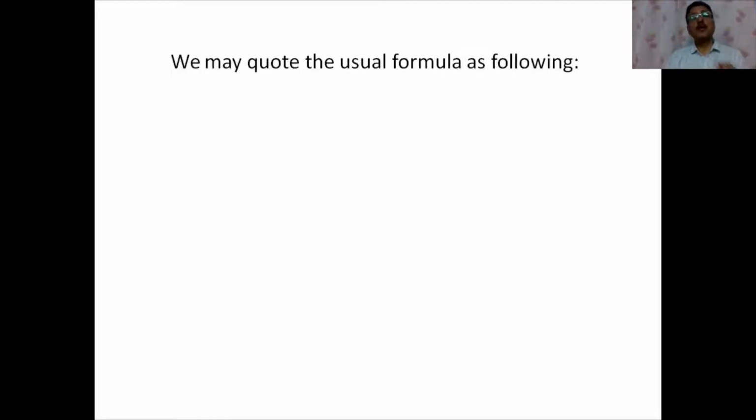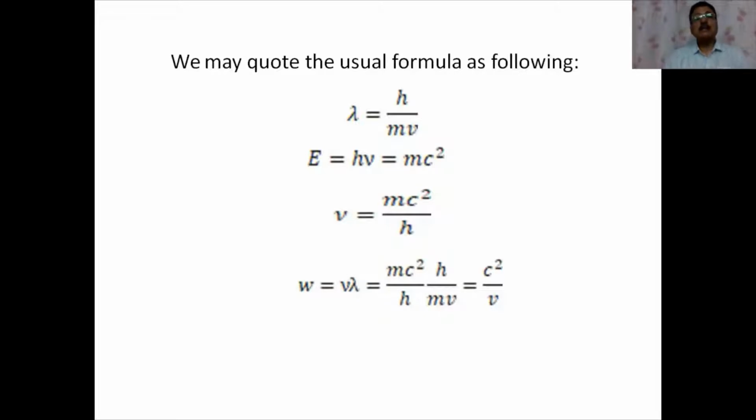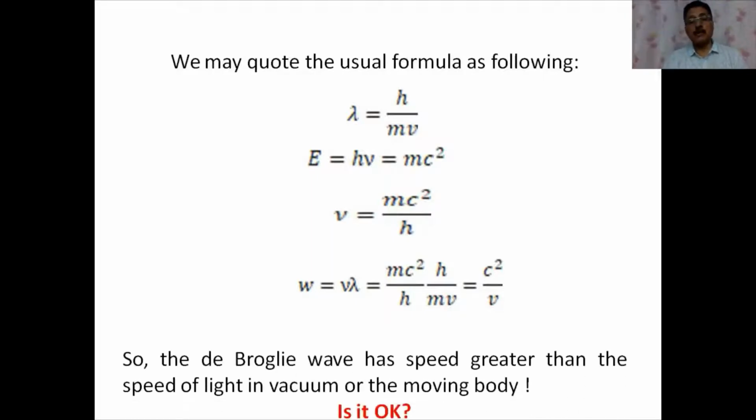Now, we may quote the usual formula. Lambda is equal to h by p, that is mv, by the previous formula. E is equal to h nu, that is mc square. So nu is equal to mc square by h from the two above formulae. And therefore, the speed of this wave is w equal to nu lambda, which finally comes out to be c square by v.